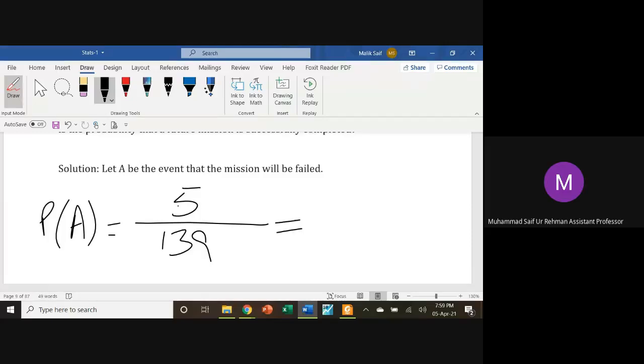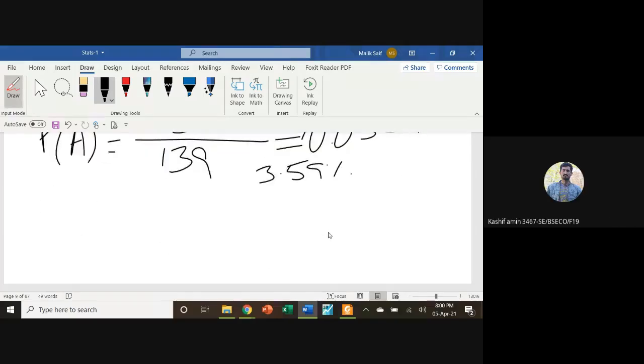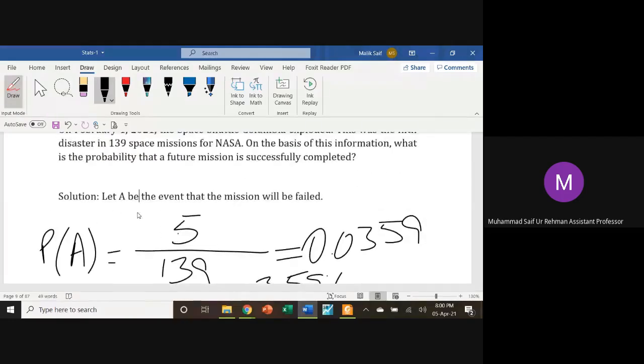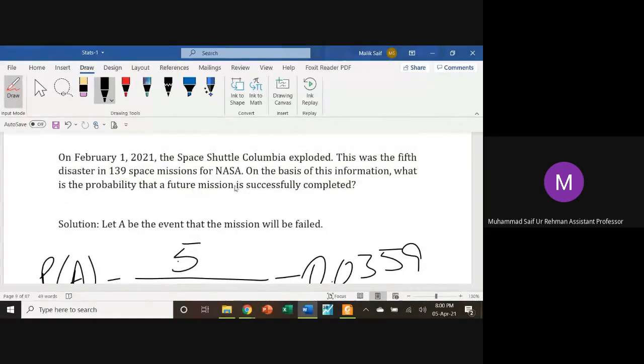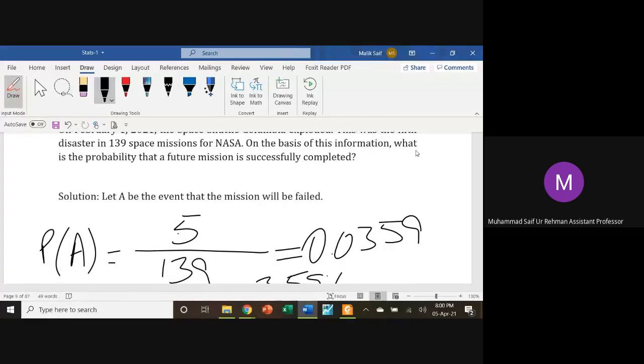So see what is the answer? 0.035997. Okay, so you may say that 3.59% are the chances that the next mission will fail, will remain unsuccessful. Fine. So if the question is like this, what is the probability that the future mission... No, this was the answer for the earlier one. I have to change this statement.